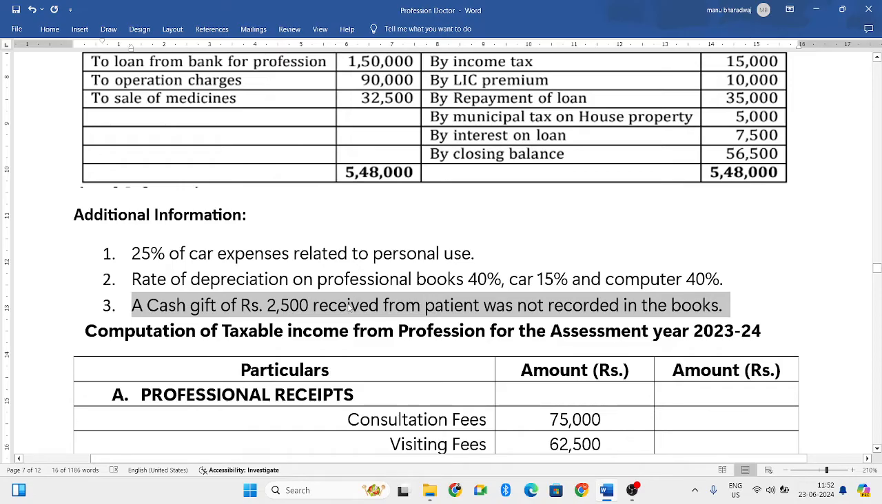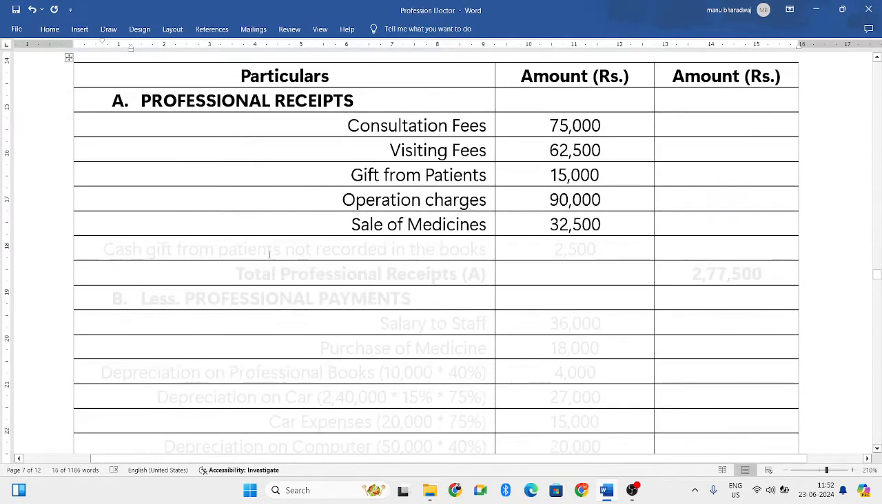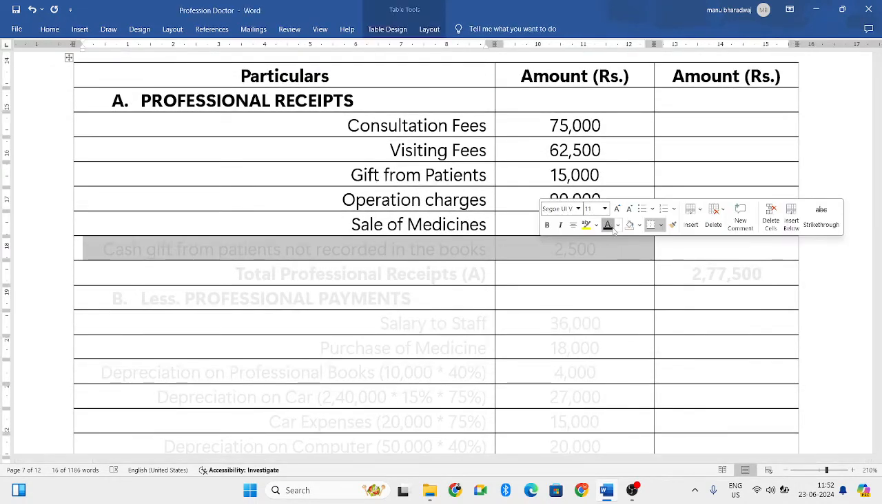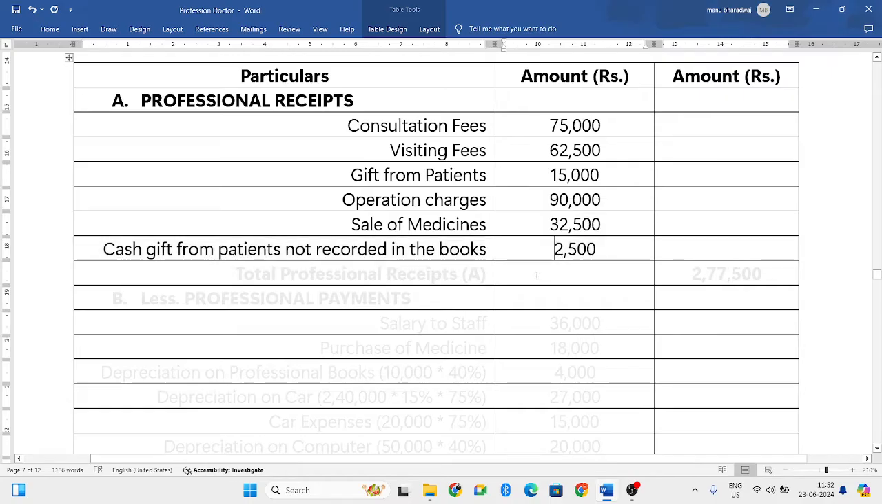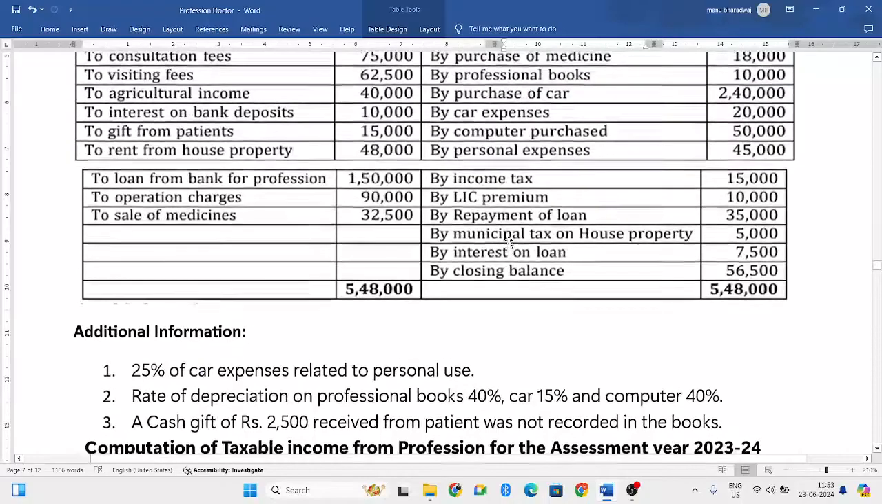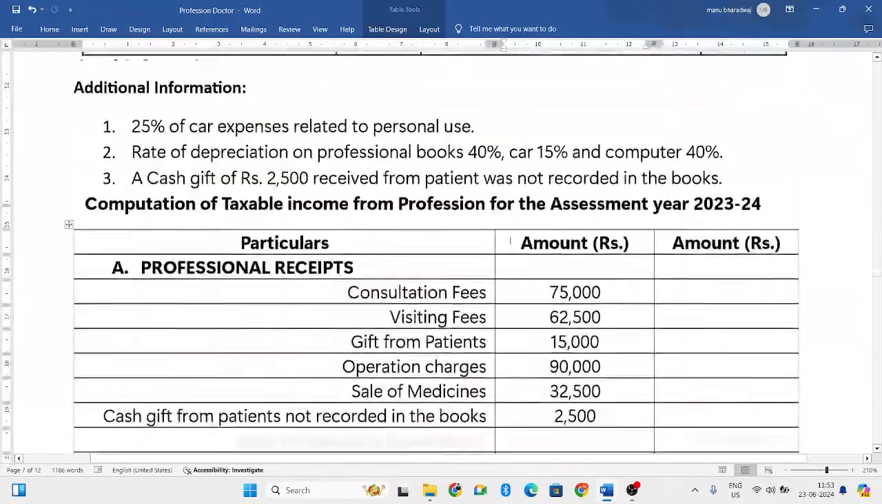Received means receipt. So they have not recorded this 2,500 cash gift, but we have to record it in our books. So cash gift from patients not recorded in the books, 2,500. So that's all about the professional receipts.